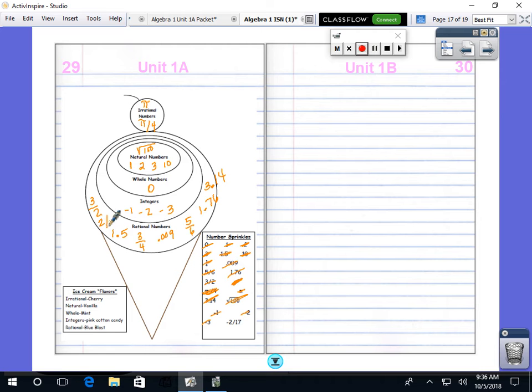So negative 2/17. Okay, now we're going to practice some of these in your packet, so you can close up your interactive notebook and turn in your packet to page 24.